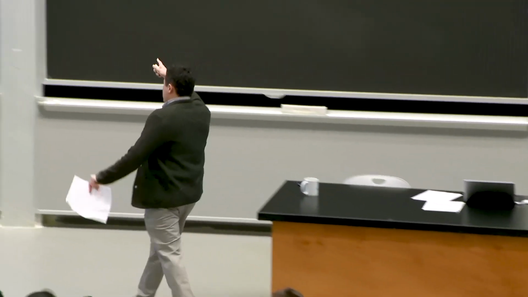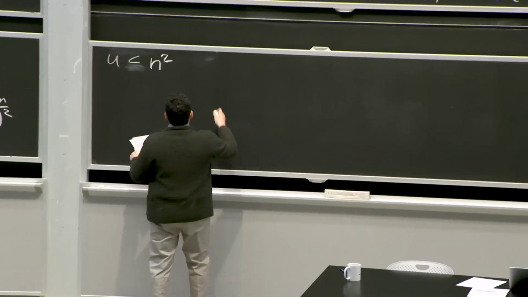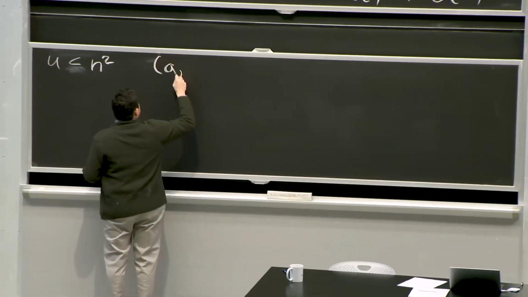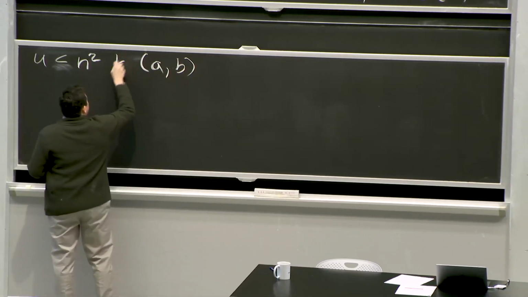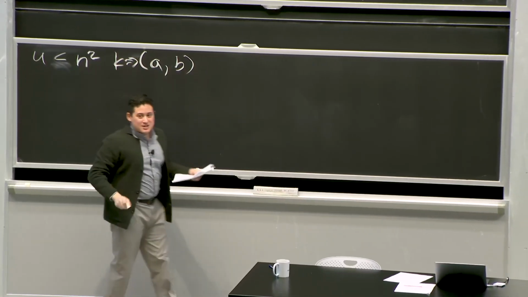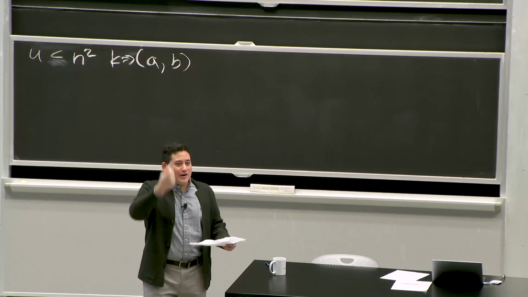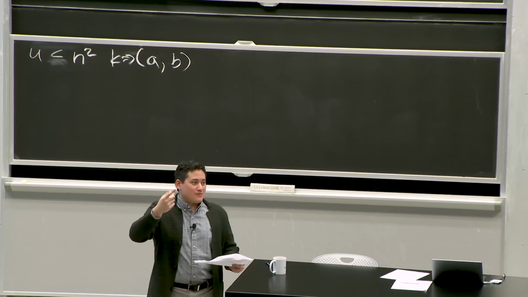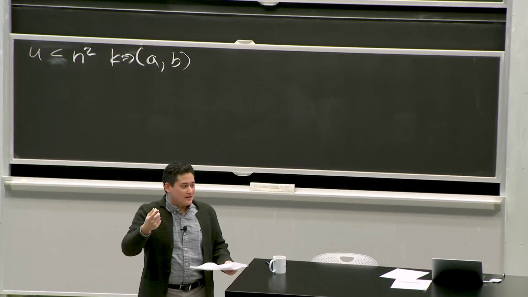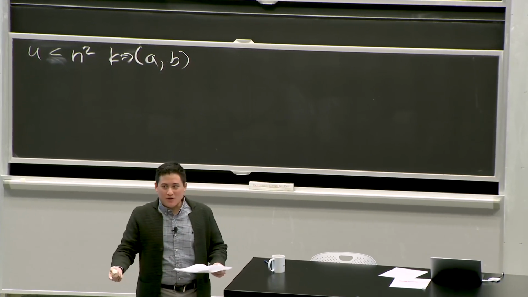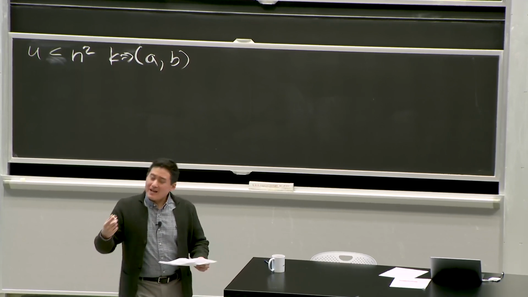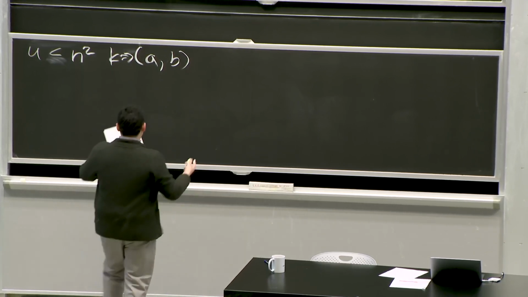Any integer that is between 0 and n squared can be written as key k being some a and b, where a is essentially the higher n, and b is the lower n. This is kind of weird. Okay, so what do I actually mean by this?